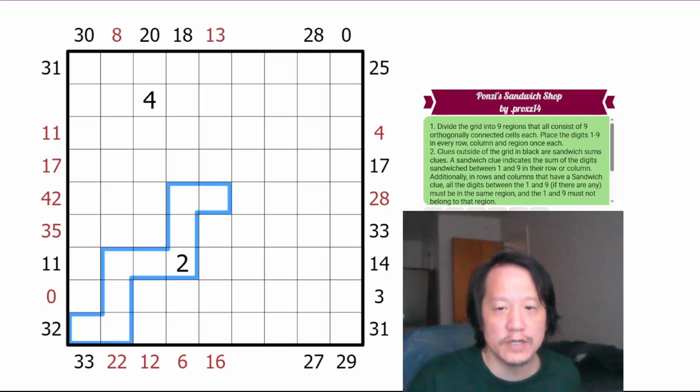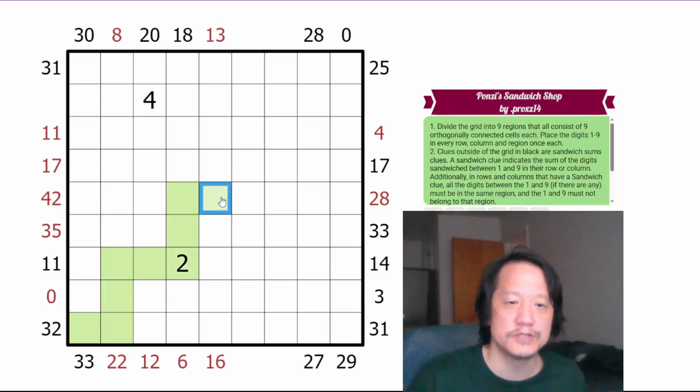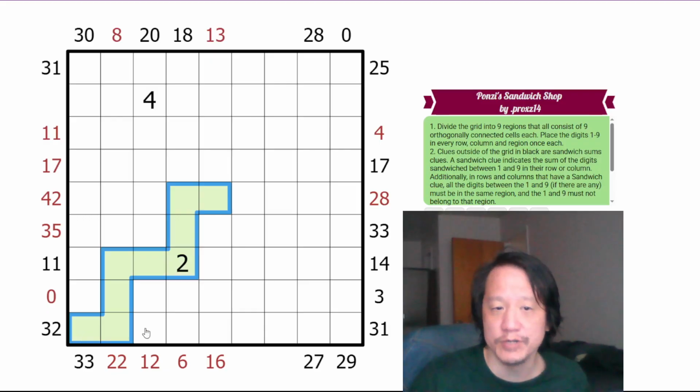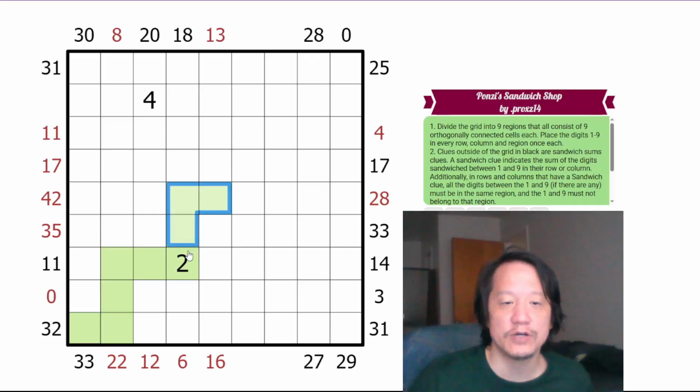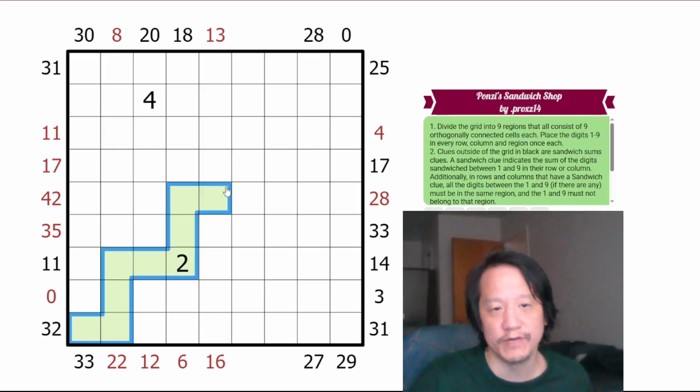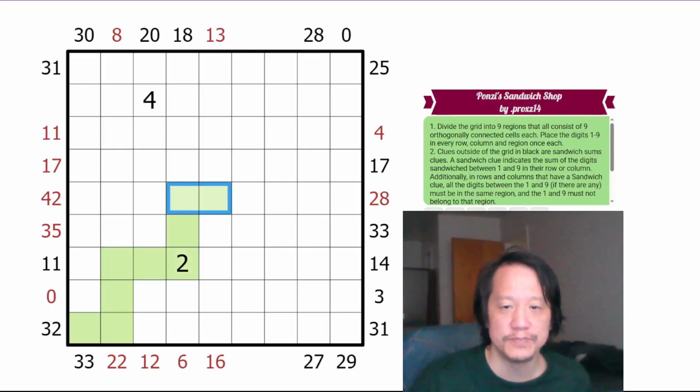What is an orthogonally connected region? It's a region where you can go from any cell in that region to any other cell in that region just by going through edges, all while staying within the region. So, for example, to get from here to here, you can go along these edges while staying within the region, which is why this is a valid orthogonally connected region.